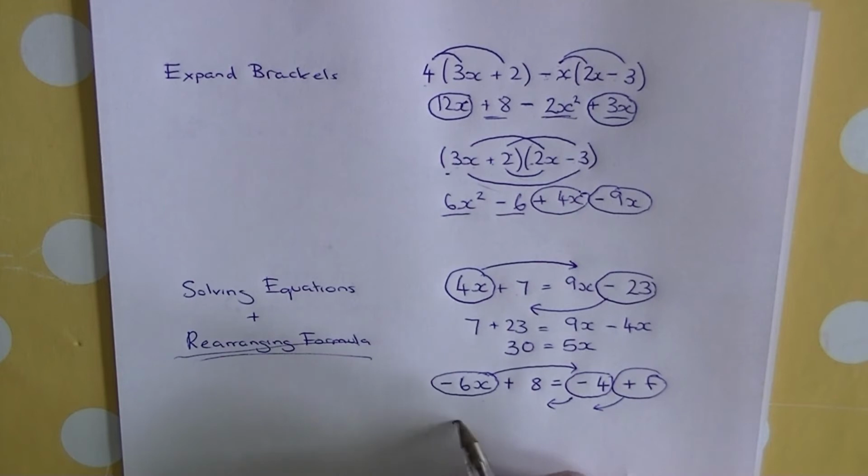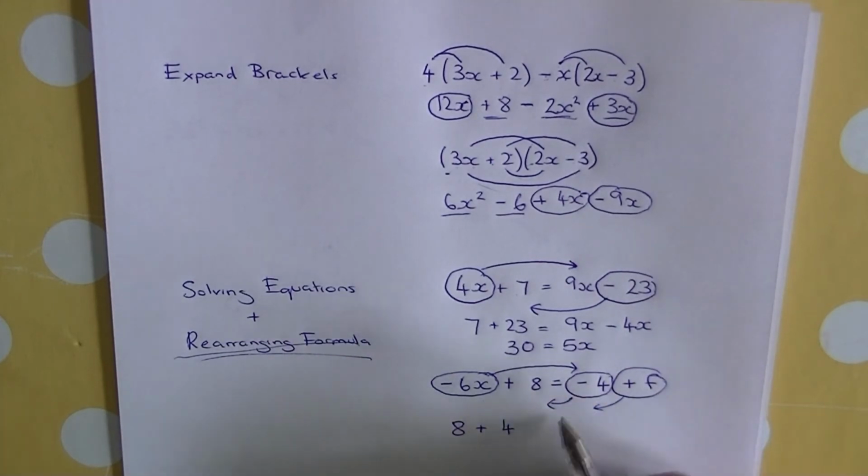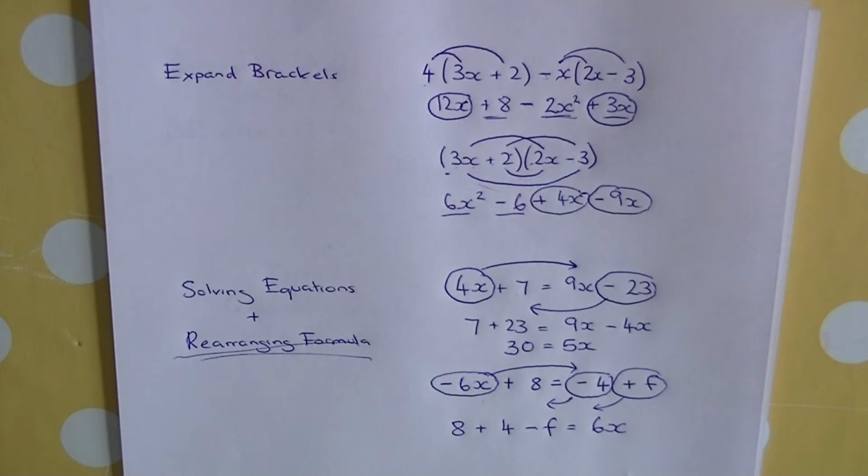So the 8 doesn't move. The minus 4 is over as plus 4. The plus f over as minus f, and this minus 6x is gone over the other side as positive 6x. The opposite of times by 6 is to divide by 6, but the other thing I can be looking to do here is simplify this. 8 add 4 is 12, so 12 minus f divided by 6 equals x.